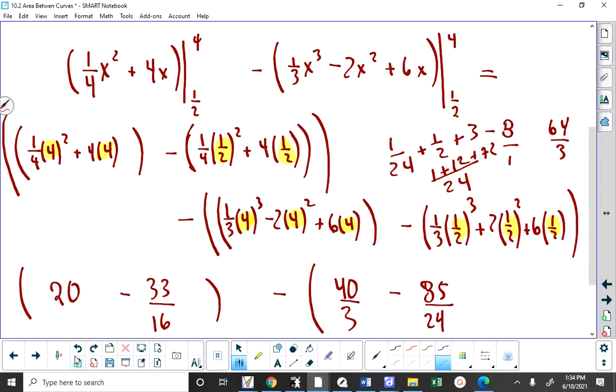I don't know about the last one. Can you help me out with the last one? Is it 20 minus 33 sixteenths? Is it 40 thirds? This one I just gave up at the end. I feel bad. 60, 61? So is that right, Cadbury? Okay.